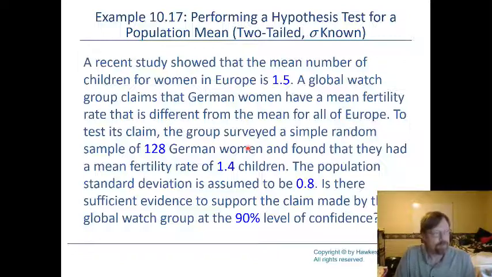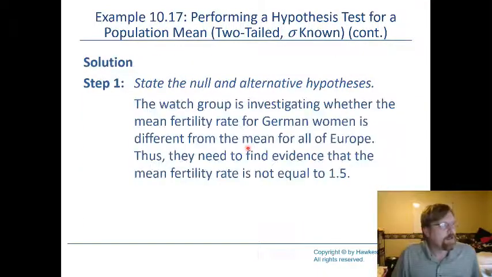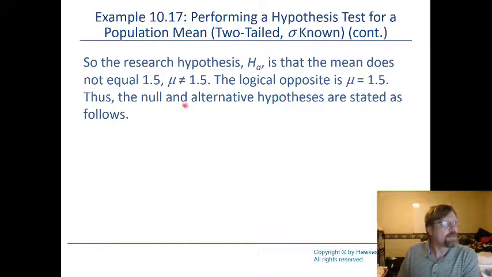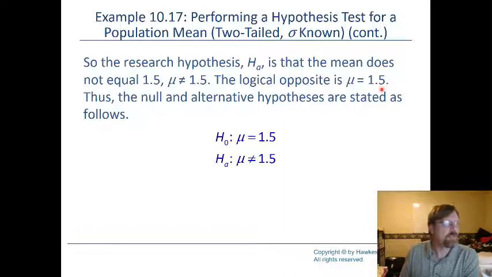And for my own sake, I need to remind myself I'm not stopping at the rejection area, I'm going to the p-value. Okay. They need to find the evidence that the mean fertility rate is not equal to 1.5. So mean fertility rate not equal to 1.5. Logical opposite then is that it is equal to 1.5. So null hypothesis is that the mean is 1.5. Research hypothesis is that it's not 1.5.